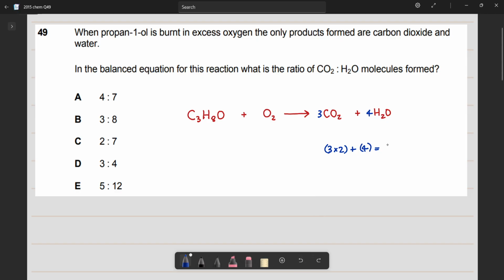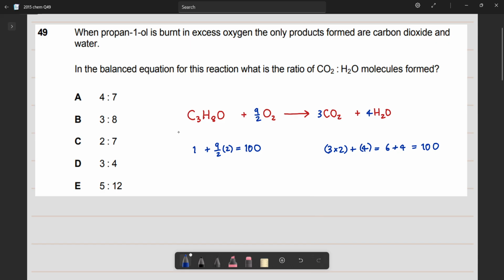6 plus 4. This will give me 10 oxygens. So to balance this, I'm going to write here 9 by 2, because it will cancel out with this 2 oxygen. So now if we try to balance, 1 oxygen plus 9 by 2 of this O2, this will give me 10 oxygens. So this is my balanced chemical equation, the simplified one.